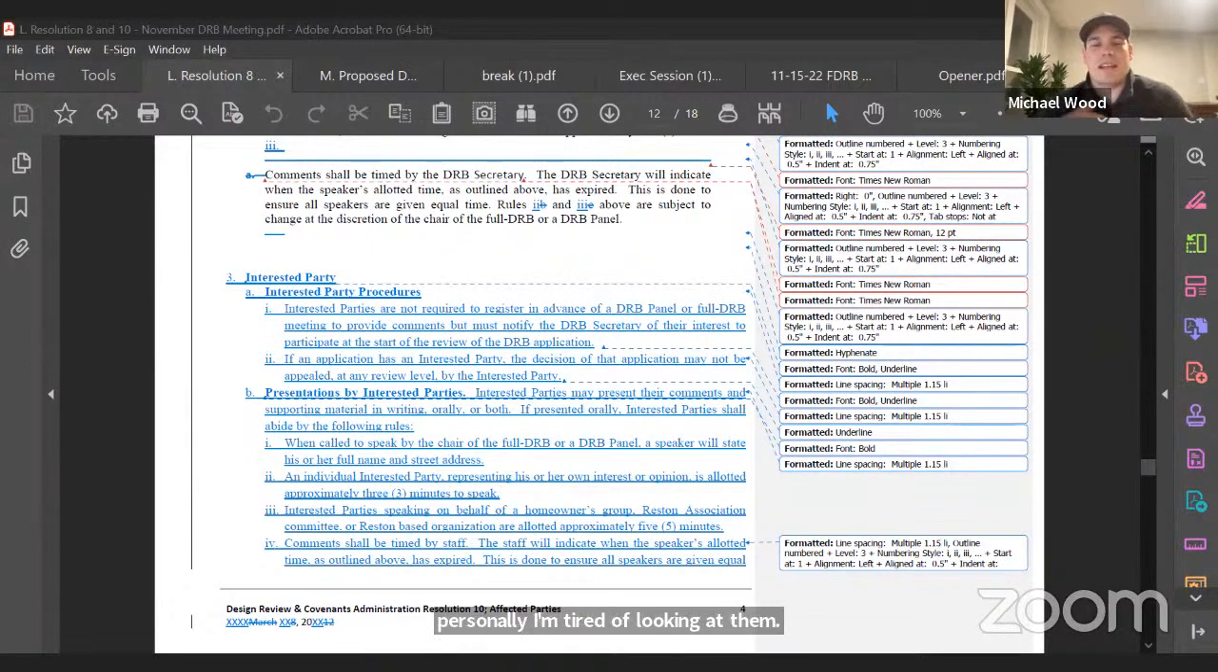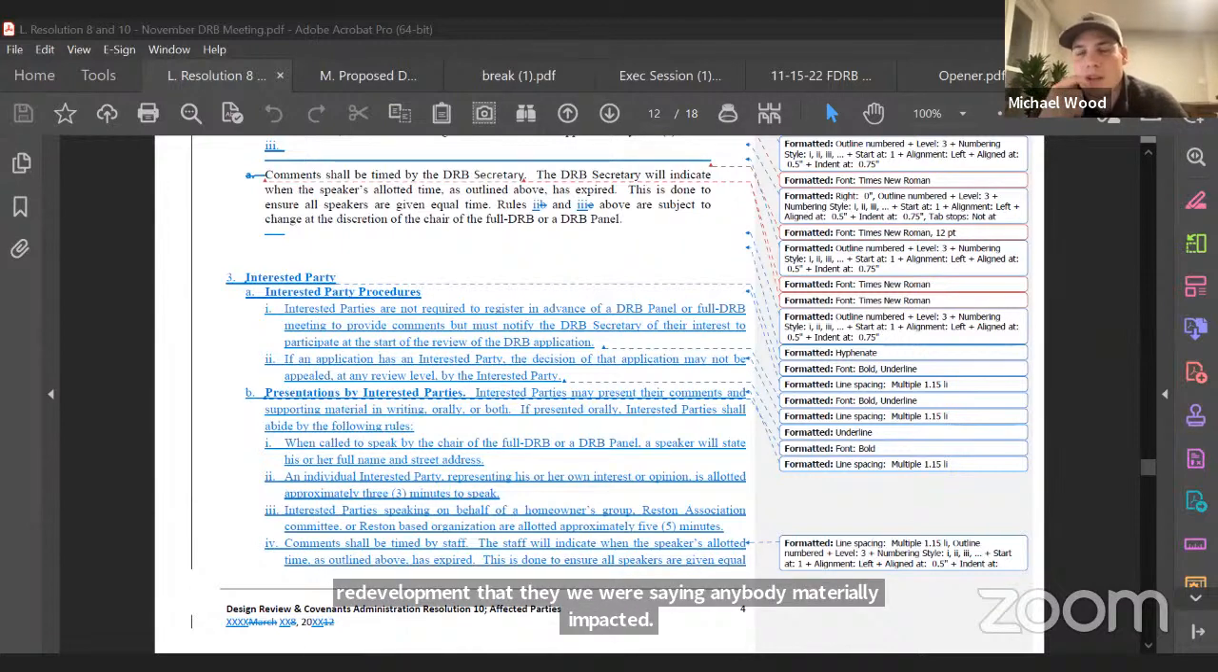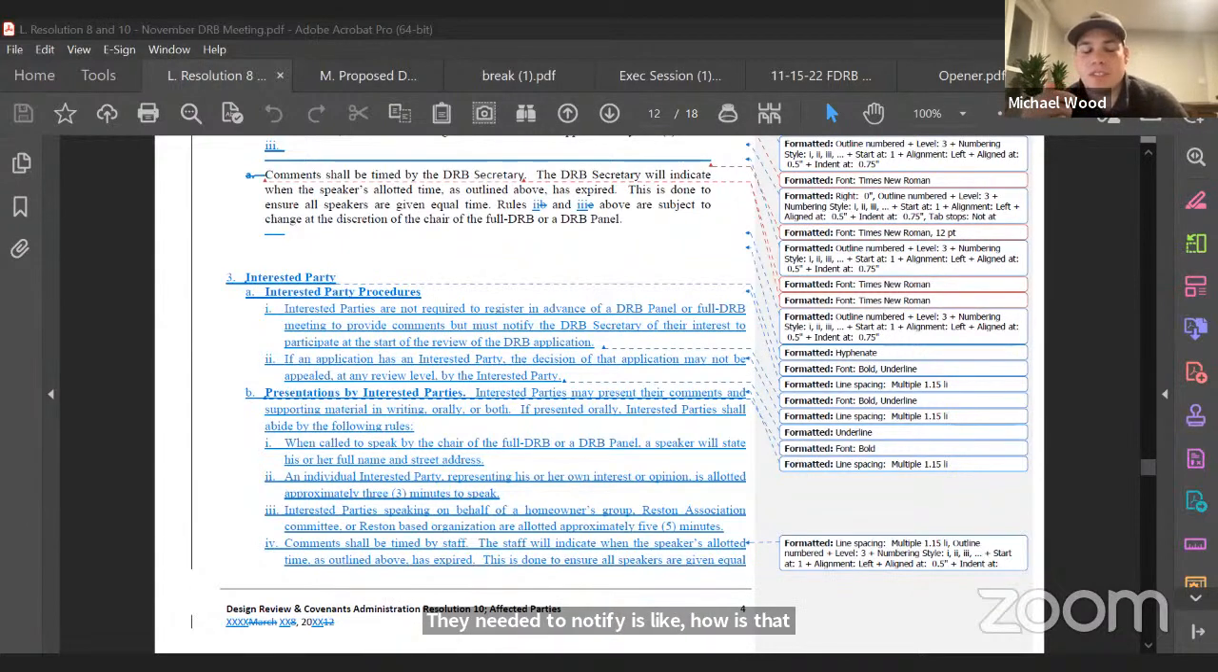But now everybody is aware of that process. Whereas before, I guess they were notifying all their neighboring clusters, and I guess that was a requirement for redevelopment, that anybody materially impacted, they needed to notify. How was that working? Why were they required to do that versus a homeowner, who's not required to do that? I'm just curious, is it because it was a whole redevelopment, that it was the judgment of staff that they need to do that?